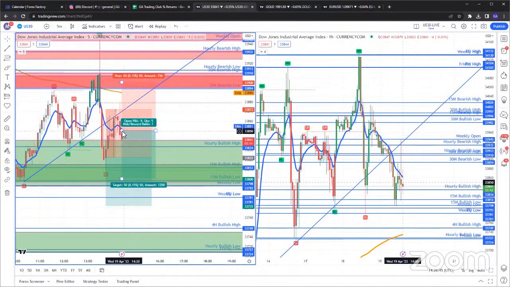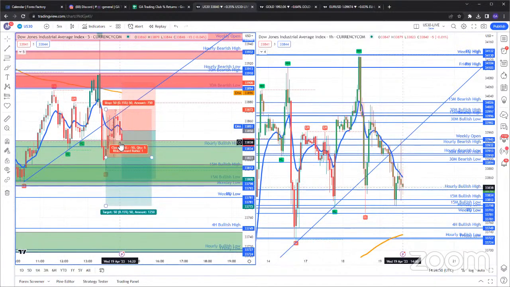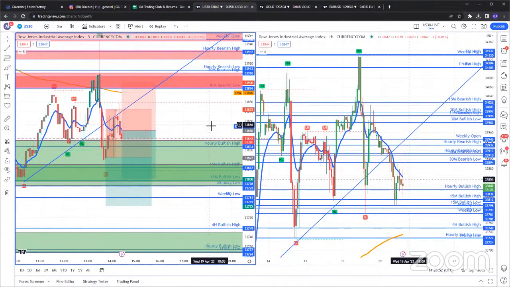I entered because this candle rejected from the trend line and closed below, and also closed below the 9 EMA, then retested the 9 EMA. So that's the reason I entered that trade.